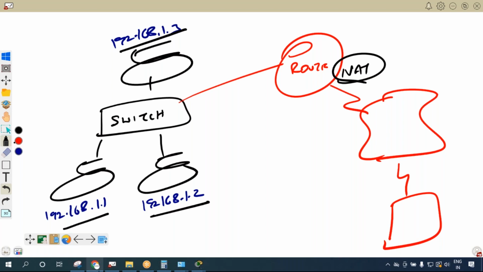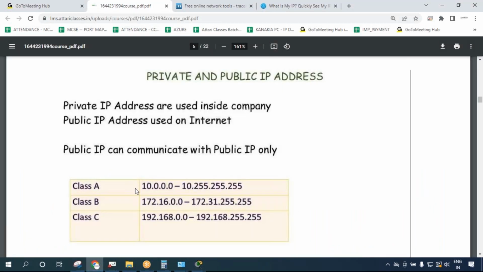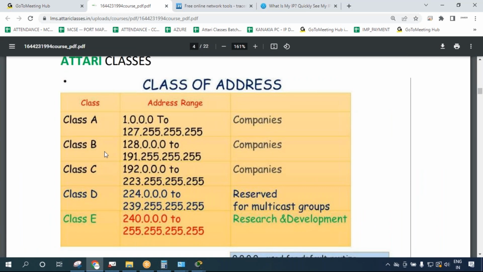Now you might be wondering, can you tell me what is the public IP range? My dear friend, from class A, remove 10. Rest all is public IP. From class B, remove 172.16 to 172.31. Rest all is public IP. From class C, remove 192.168. Rest all is public IP.